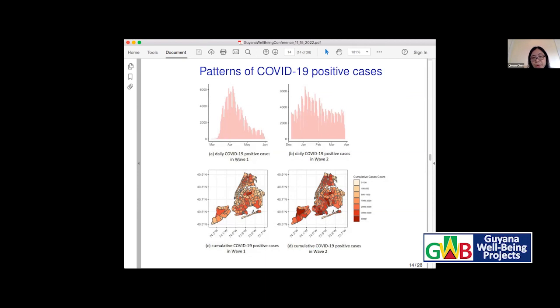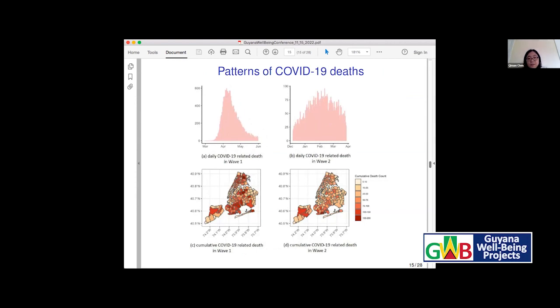But for wave 2, it is pretty high across all time and peaks in mid January. Even at the end of April, the case count is still above 2,000 a day. The bottom two plots show the spatial information, where we sum up all the cases in the interval, wave 1 and wave 2. You can see some neighborhoods are much darker in color compared to the others. This shows some disparity in COVID cases in the city.